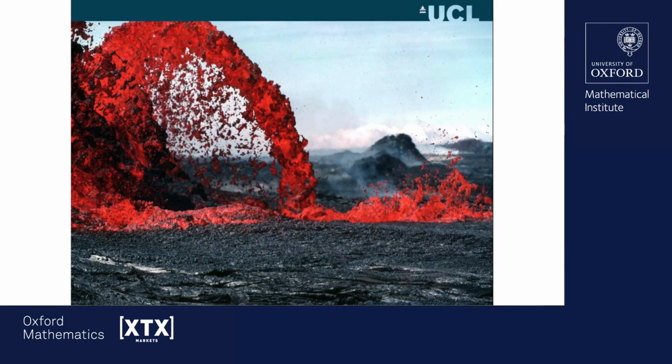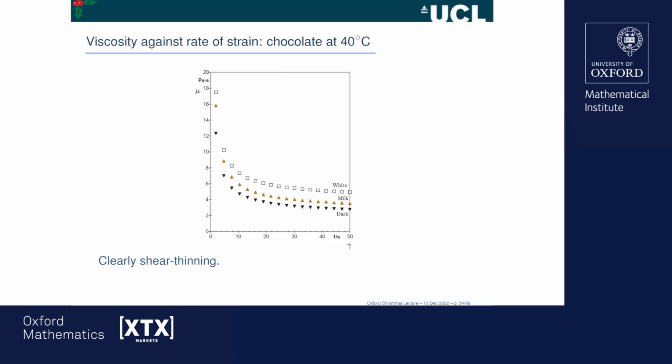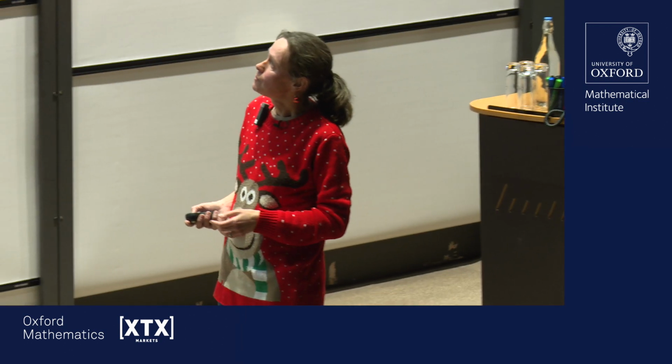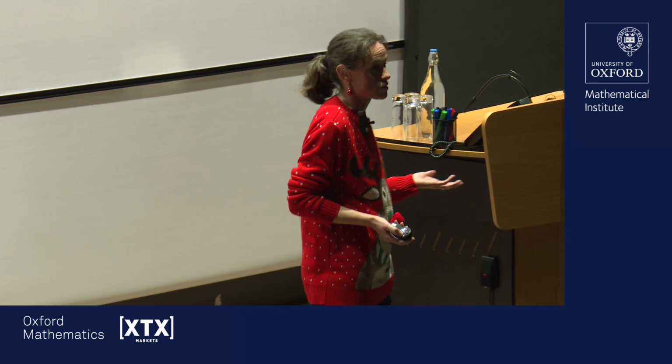Lava, not so much designed in, but as it happens, just the same stuff. And the reason, of course, that I put it here is that chocolate is another one of these. So here I have a graph of the viscosity of chocolate plotted against the shear rate. So this is now not stress against shear rate, this is viscosity against shear rate. You can see that the viscosity is getting lower the faster you shear it. You can also see that white chocolate is thicker than milk chocolate and milk chocolate is thicker than dark chocolate, and who knew that?